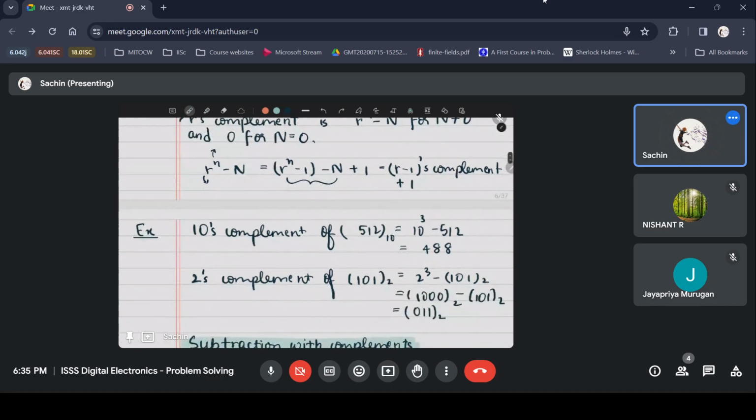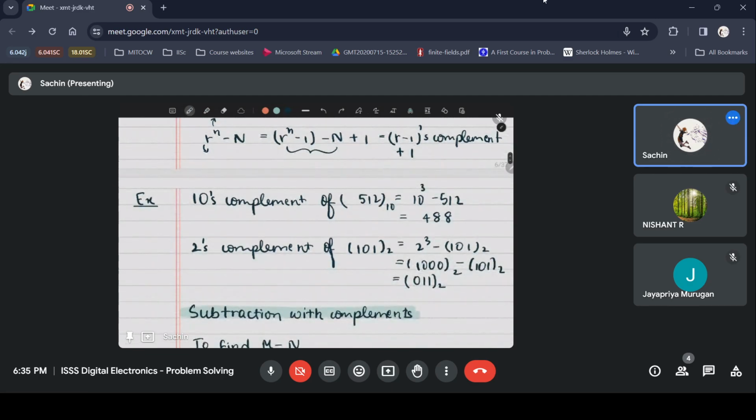Alright. So we have seen this in binary, the 2's complement of 101. You flip the bits, you'll get 010 and you add a 1. So it's 011. In some other systems, say the decimal system, you don't flip the bits, but you subtract each digit from 9. So it's 4, 8, 7, and you add a 1. You get 488.